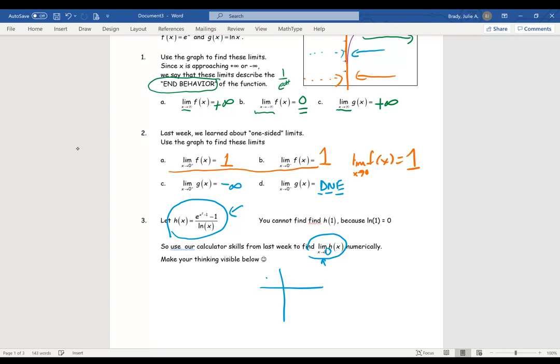So let's think about the input numbers. Okay, so we want to be close to 1, but we want to come from this direction. So what's a number kind of close to 1? How about if we do 0.9, 0.99, 0.999? So if you put this in your calculator in y1 and evaluate y1 of 0.9, y1 of those other things, you get 1.64, 1.96, 1.996, and you're like, that's going to 2.